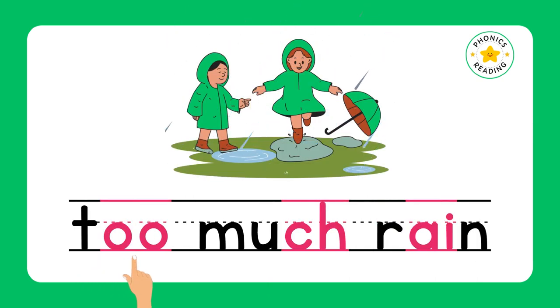Too. A, m, u, ch, much. A, r, ai, n, rain. Too much rain. Can you identify the digraphs? Oo, ch, and ai are the digraphs.